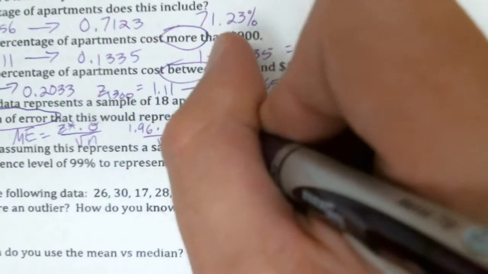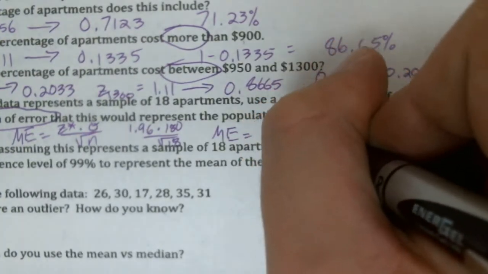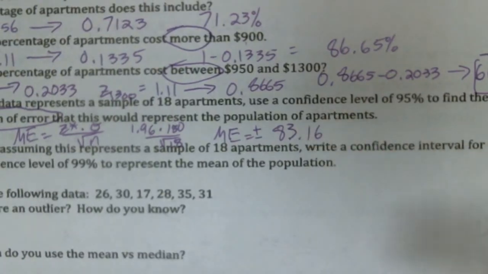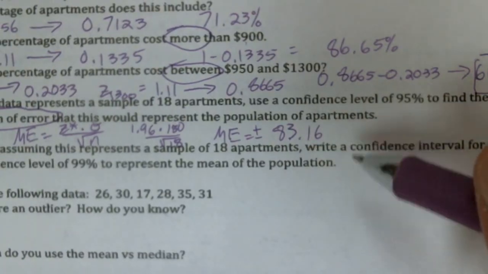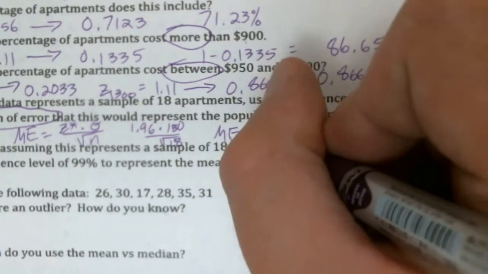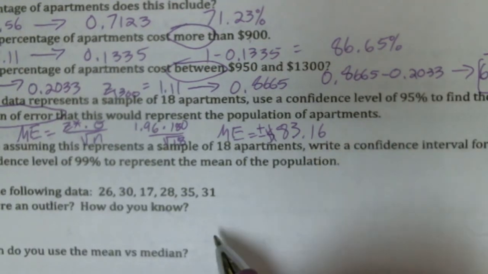83.16. Margin of error equals 83.16. What are we talking about here? I would prefer to see the plus or minus. If you don't write plus or minus, I'm not going to take off, but this insinuates that we're 83 above and we're 83 below. What are we talking about? We're talking about money. So the margin of error is $83 above the mean, $83 below the mean.